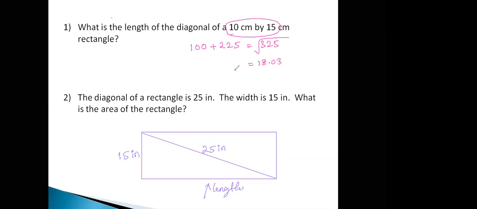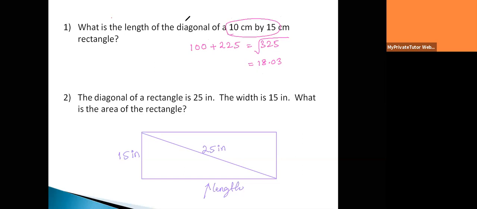Okay. So the next question, as you see, the diagonal length is given and the width is given. We need to find the area of the rectangle. For that, you need to find the length first. How do you find the length? Use the Pythagoras theorem. So 25 squared is 625. 15 squared is 225. If you subtract it, we get 400. The square root of 400 would be 20. So the length is 20 inches.